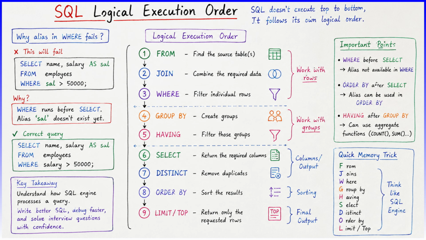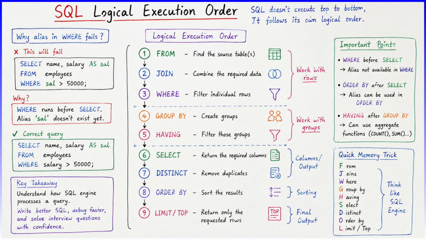And in this, there is a common interview question as well. Generally, they may ask which executes first. Is it a join or a where clause? The answer would be join, because based on the logical execution order, we have from, join, and the third one would be where. In this stage, SQL filters the individual rows.